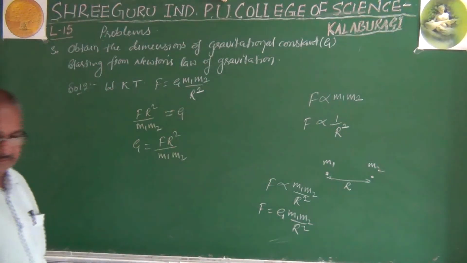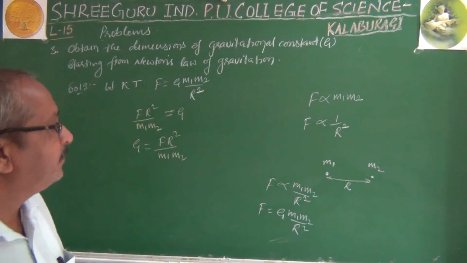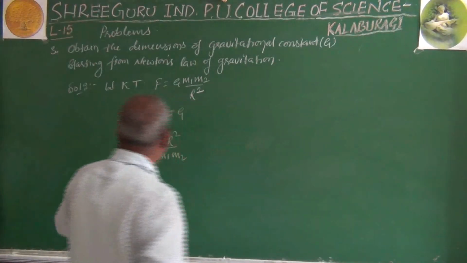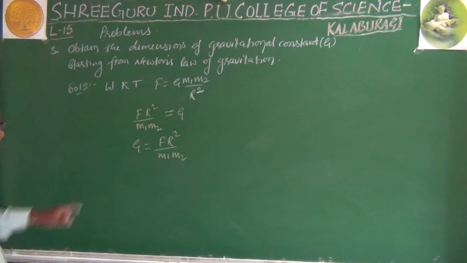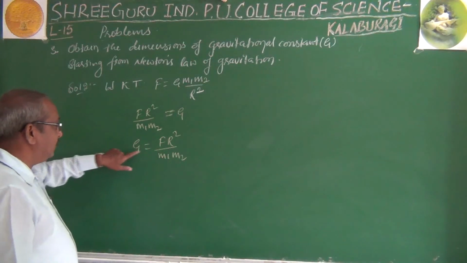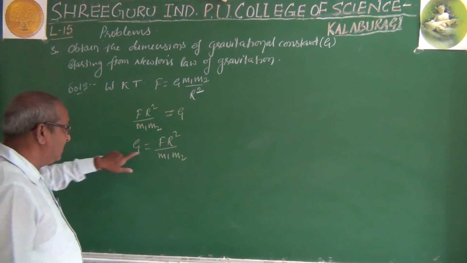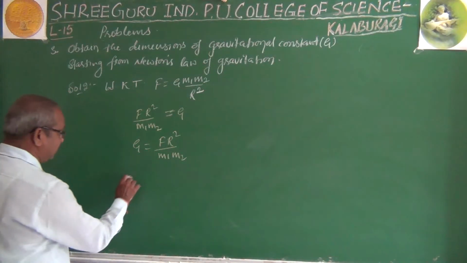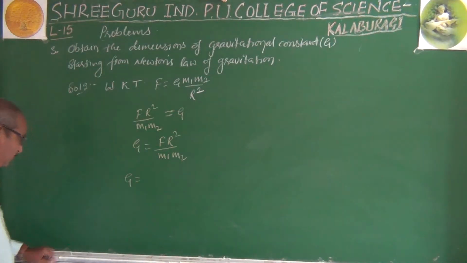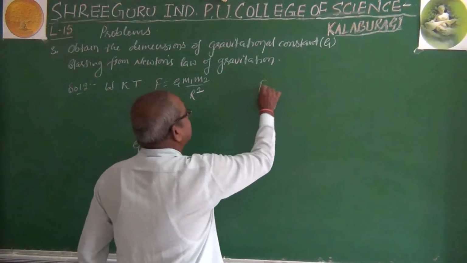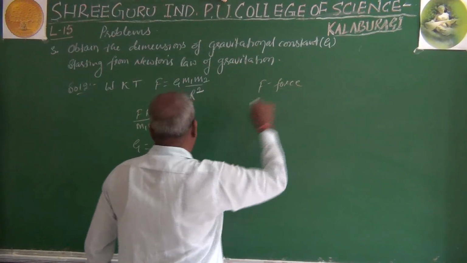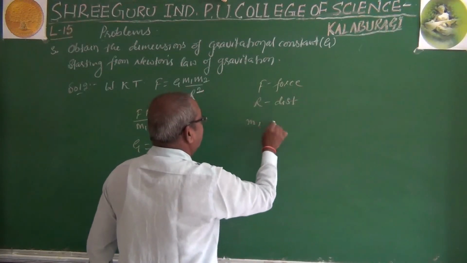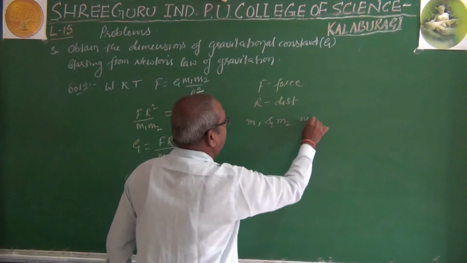This is the basic step. Now we have to use the dimensions of the quantities on which G depends. G depends on force, on the distance between two bodies, and on the masses of the two bodies. Now here G is equal to force. F is nothing but force, r is distance, m1 and m2 are masses.